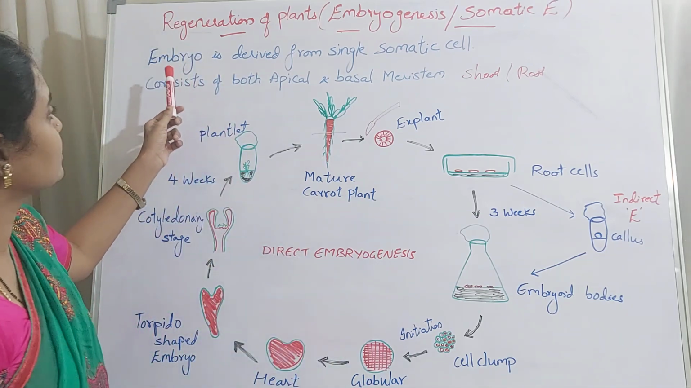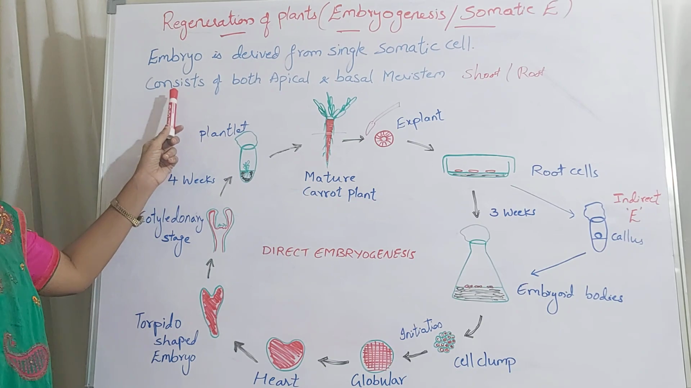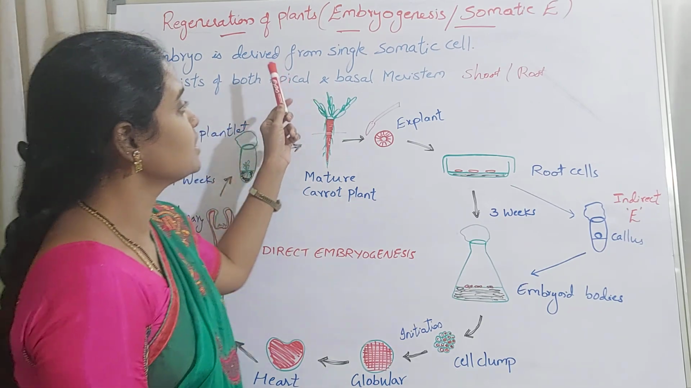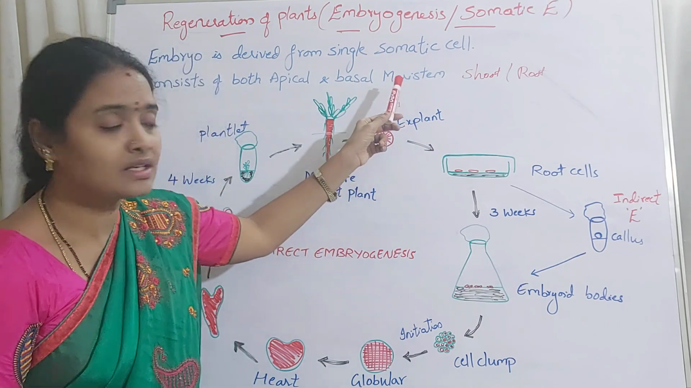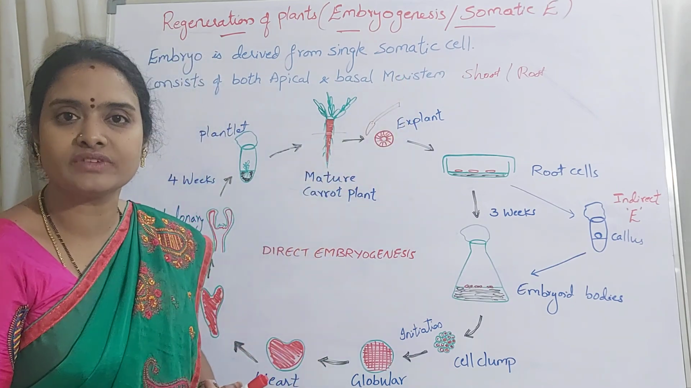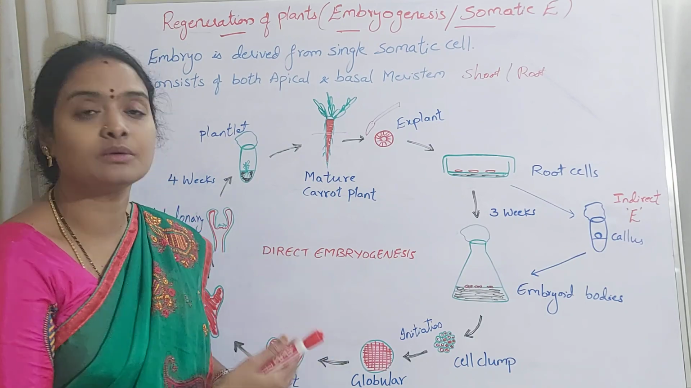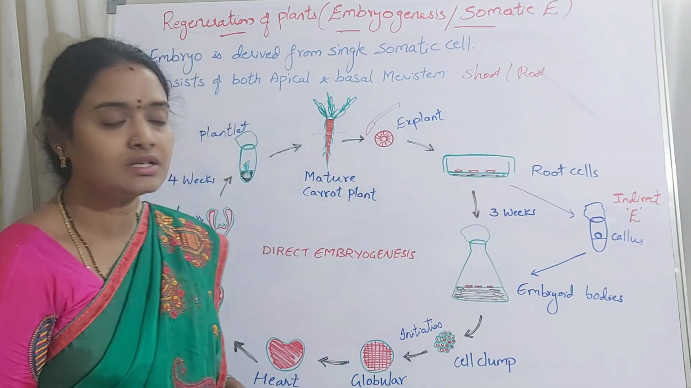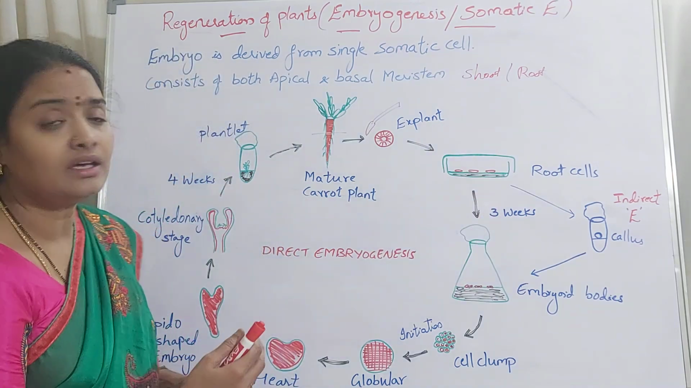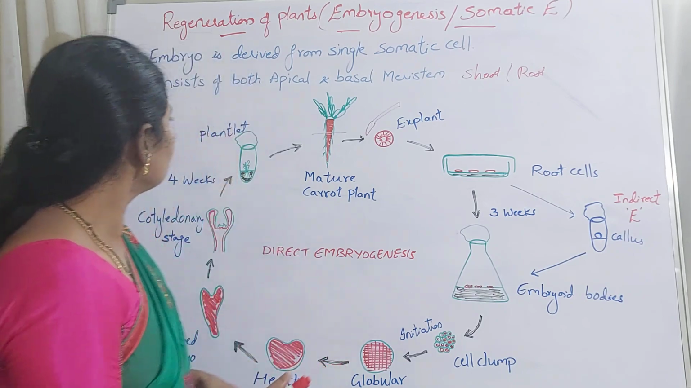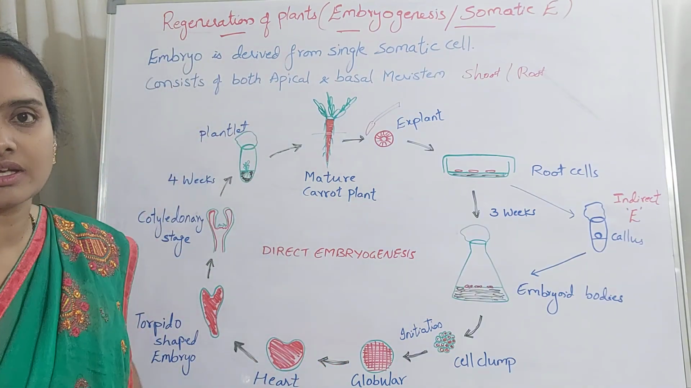The embryo also consists of both apical and basal meristem. The meristem is made of rapidly proliferating cells present at the tip of the tissues, either the shoot system or the root system. At the tip of the shoot or the root they are present, and as a result they increase the rate of cell division. So let us see the process in detail.